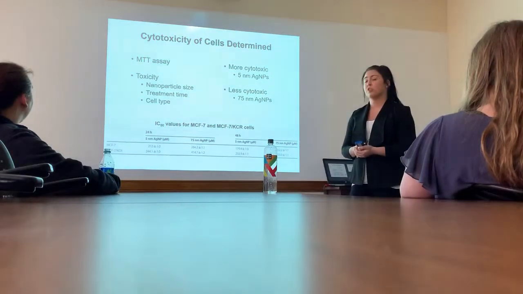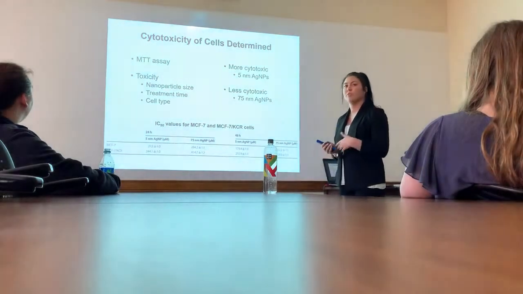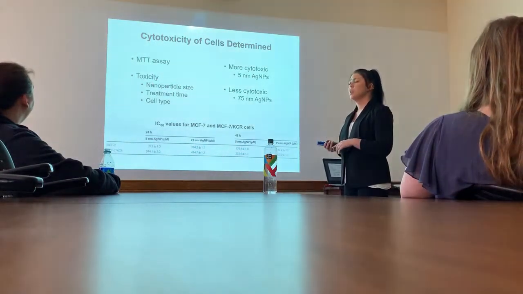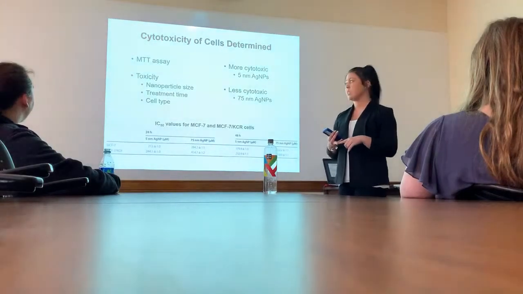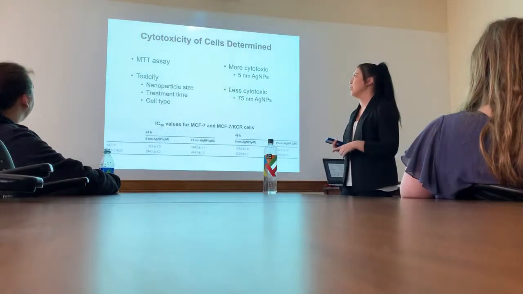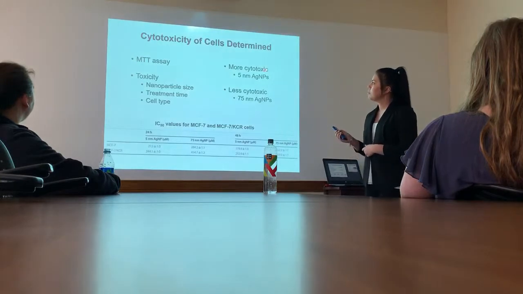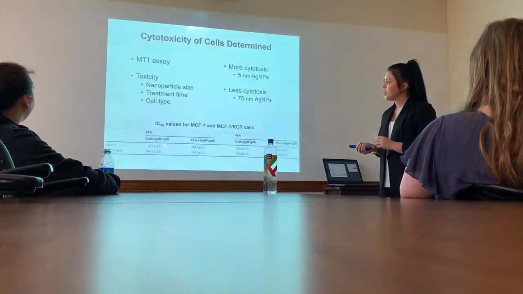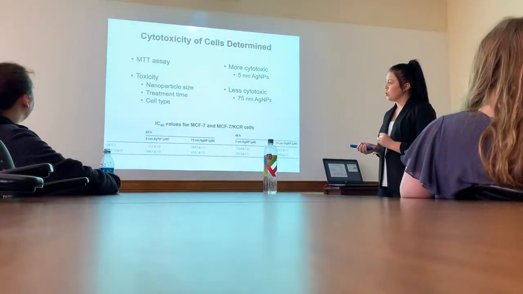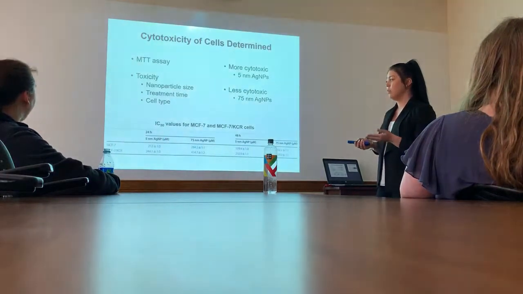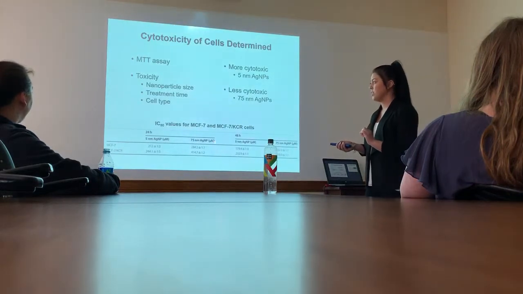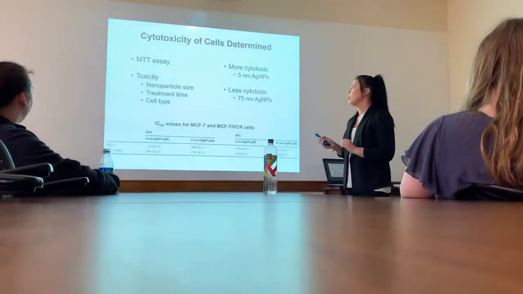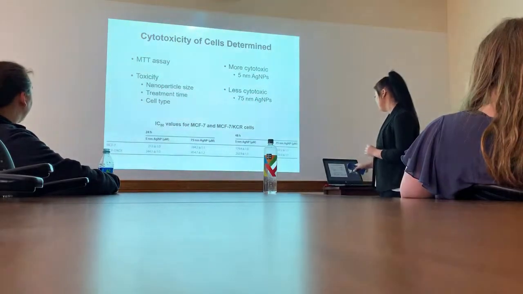Cytotoxicity of cells was determined, and that was through the MTT assay that I had mentioned in the methods. And with this, it's going to detect the toxicity of the cells through the nanoparticle size, within the treatment time, and also the different cell types that were used. It was determined that the more cytotoxic were the 5 nanometer silver nanoparticles. And as you can see here, the numbers are lower, showing there are fewer viable cells than with the 75 nanometer. So the 75 nanometer silver nanoparticles were less cytotoxic than the 5.